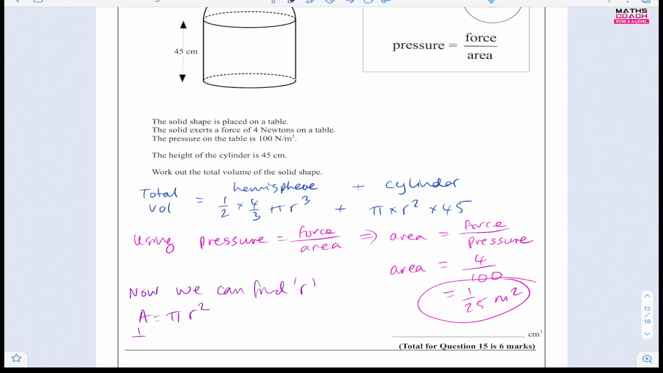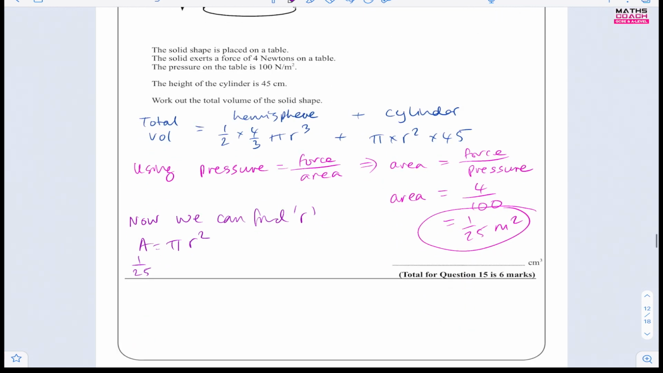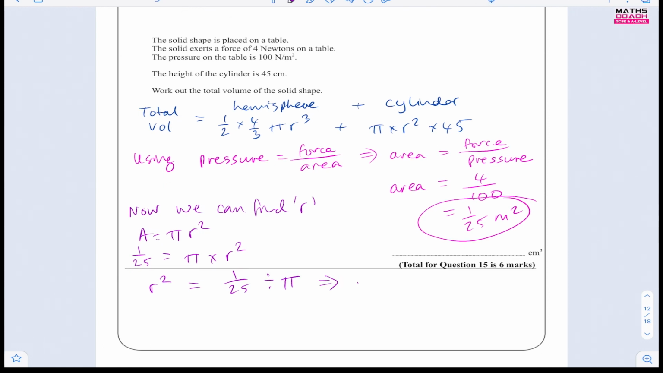We know that this area is 1 over 25. That's going to be equal to pi times r squared. If we rearrange this so that r squared is our subject, we have 1 over 25 divided by pi. And this is the same as writing r squared is equal to 1 over 25 times by 1 over pi, which is simply 1 over 25 pi.